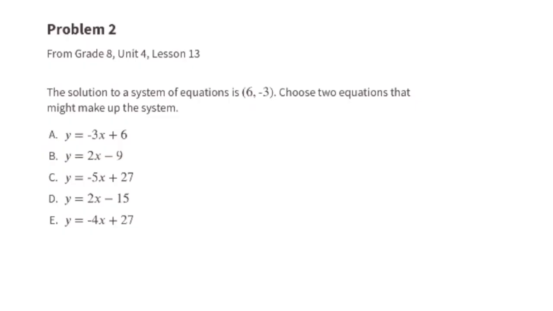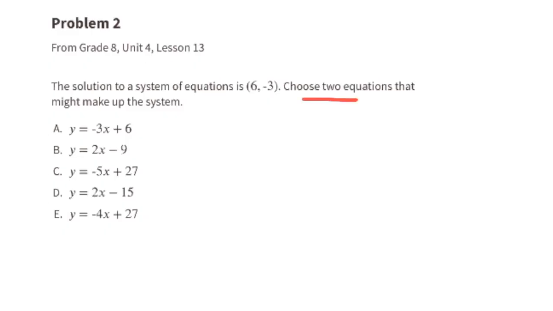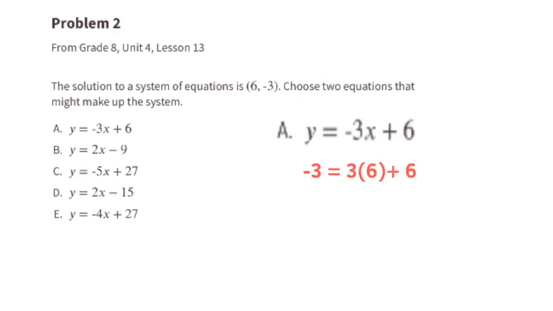Problem number 2 from 8th grade, Unit 4, Lesson 13. The solution to a system of equations is 6 and -3. Choose two equations that might make up the system. To do this, we can substitute the x value with the 6 and the y value with the -3. Let's start with A. Y equals -3x plus 6.